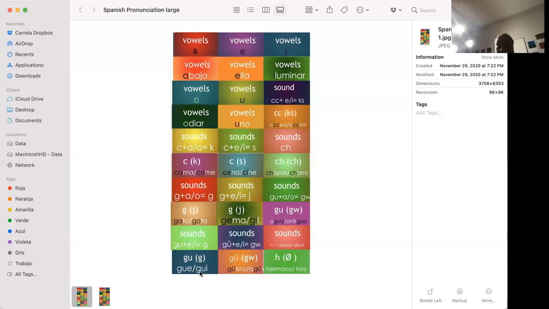Okay. If you have the GU and the U has the two little dots on top, plus the E or the I, the G with the dots on top has the GW sound. The U is like a W, as in guerra, agüi.